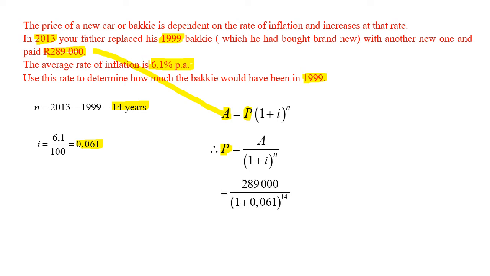I know the value for A is 289,000. I know the value for i is 0,061. And I know the value for n is 14 years. I simply calculate the value for P, which means that in 1999, the bakkie would have cost 126,148 Rand and 61 cents.